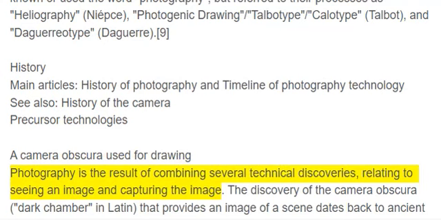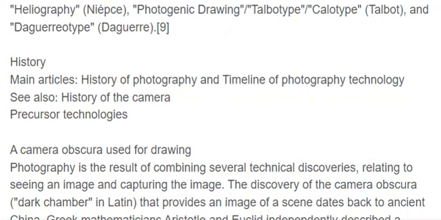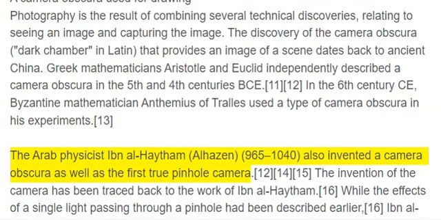The discovery of the camera obscura, dark chamber in Latin, that provides an image of a scene dates back to ancient China. Greek mathematicians Aristotle and Euclid independently described a camera obscura in the 5th and 4th centuries BCE. In the 6th century CE, Byzantine mathematician Anthemius of Tralles used a type of camera obscura in his experiments. The Arab physicist Ibn al-Haytham, Alhazen, 965 to 1040, also invented a camera obscura as well as the first true pinhole camera.